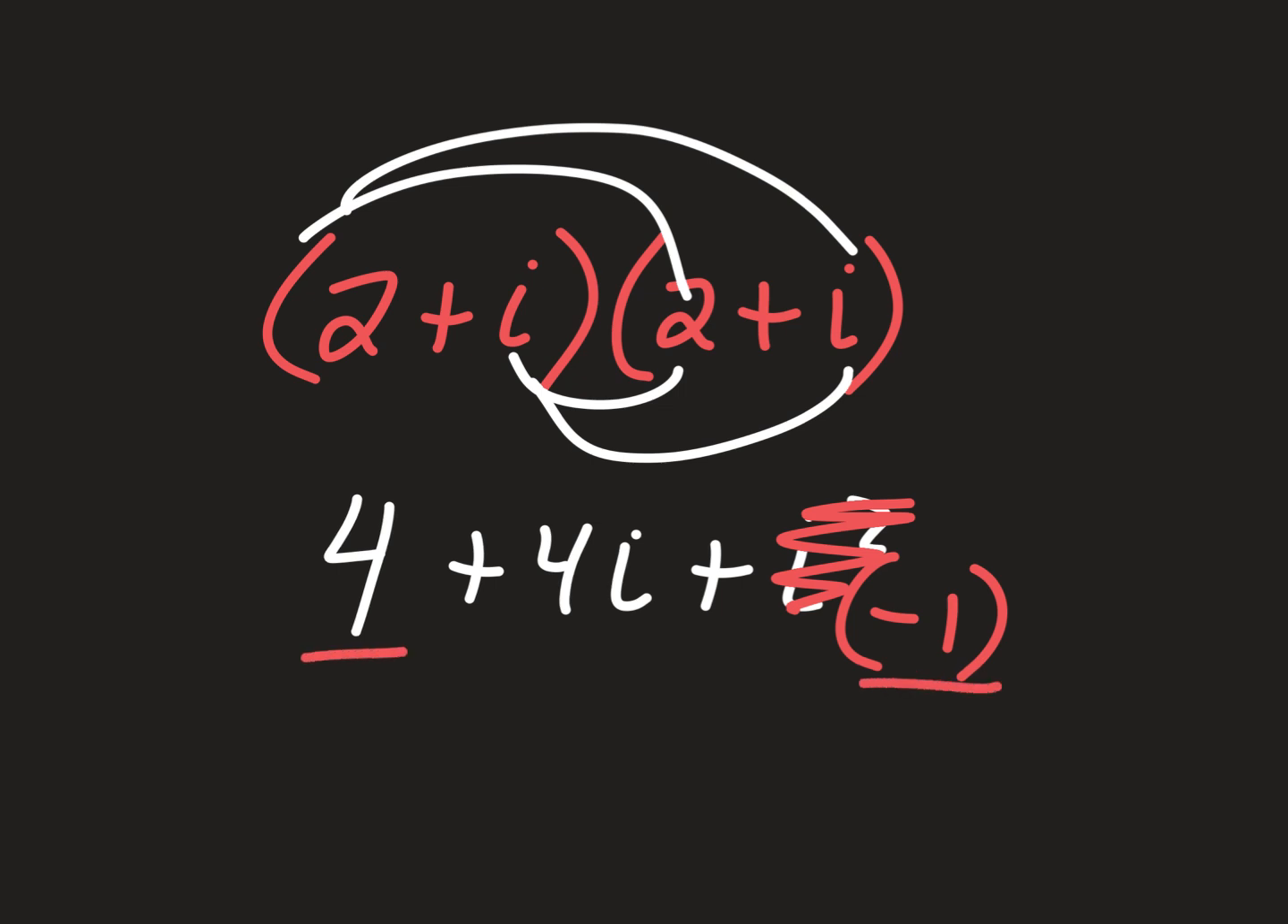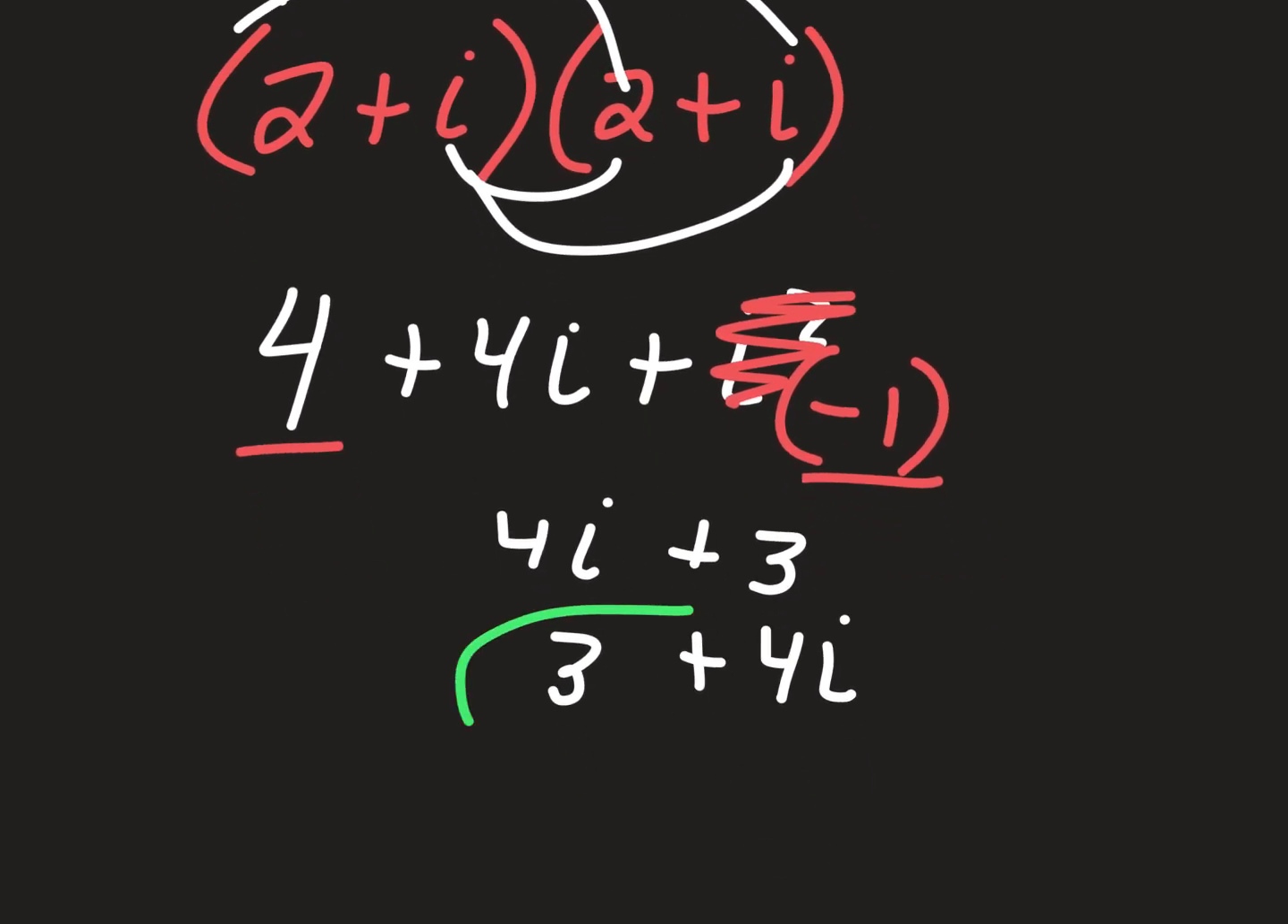Now I'm curious. Did you write it as 4i plus 3, or did you write it as 3 plus 4i? And why is that better? Because the real part comes first. Remember, these are complex numbers. You got a real part, you got an imaginary part.